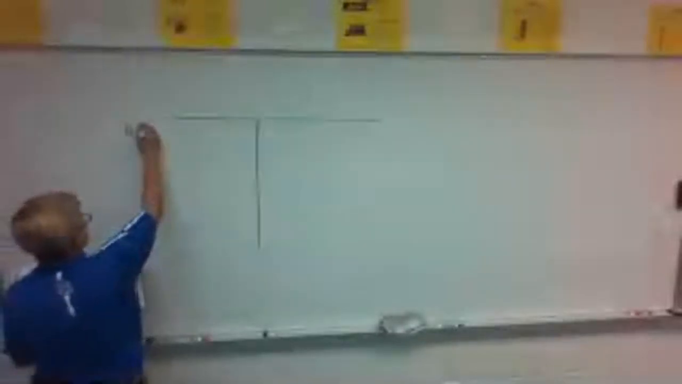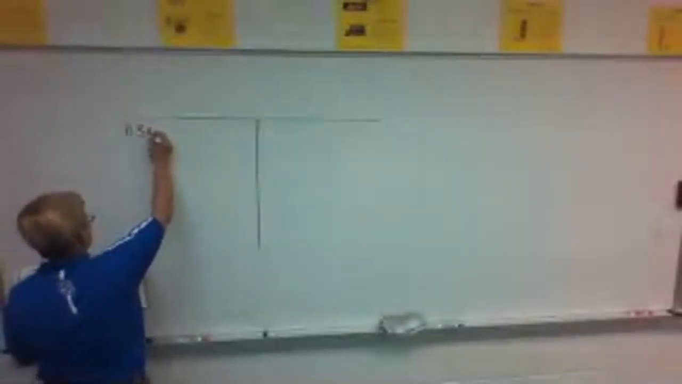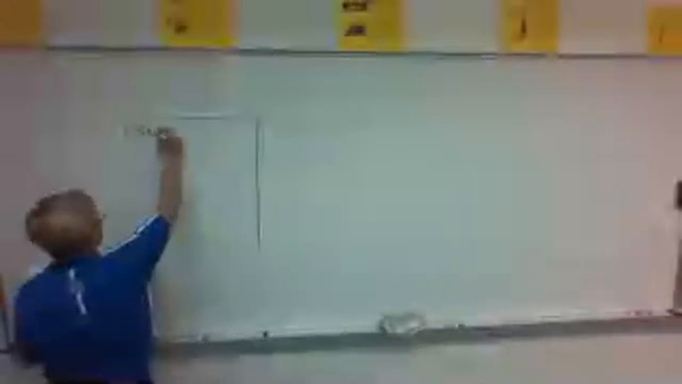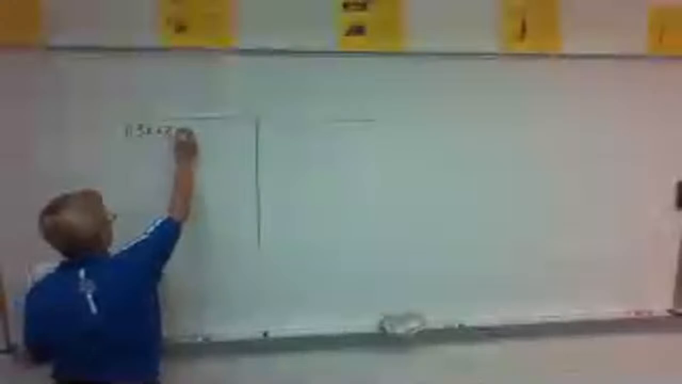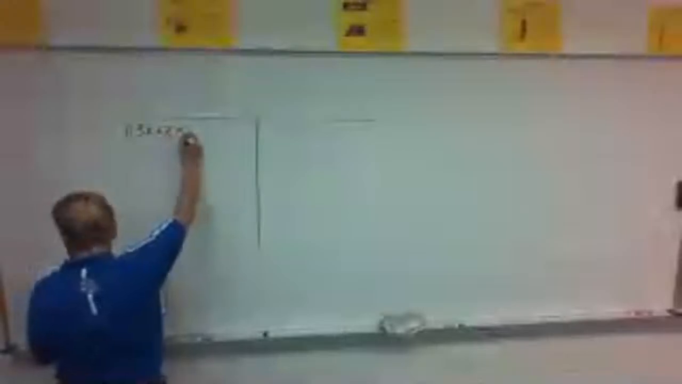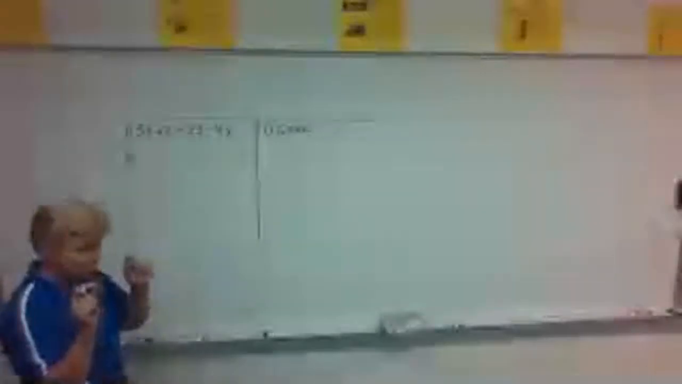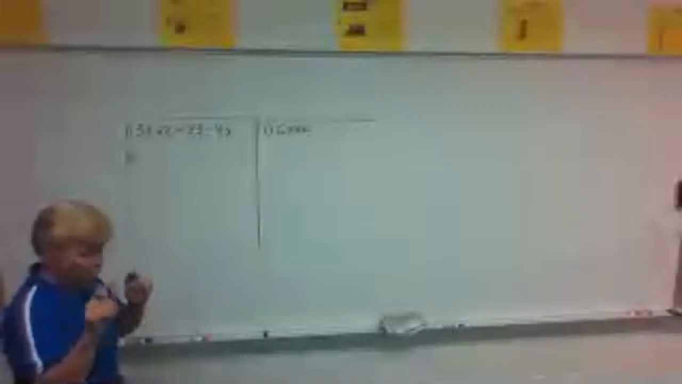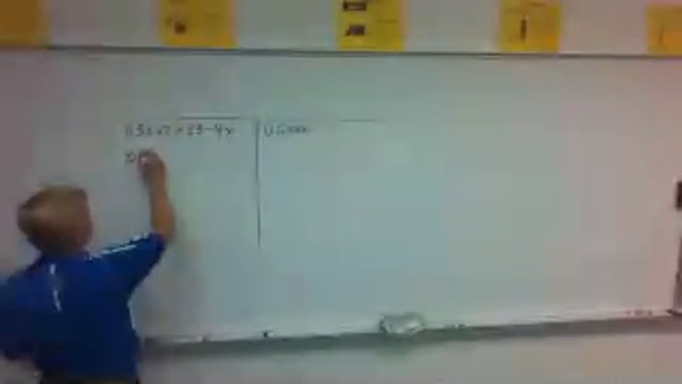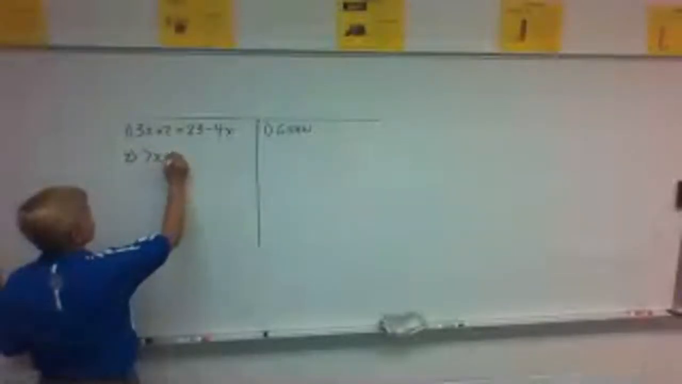Step one is going to be to write down what they gave you, which is 3x plus 2 equals 23 minus 4x. Now you guys, we'll do that. We'll add 4x to both sides, and you will write 7x plus 2 equals 23.